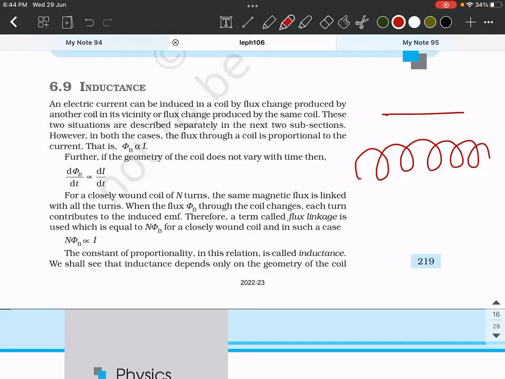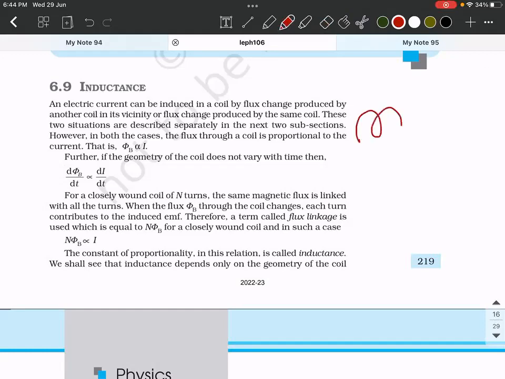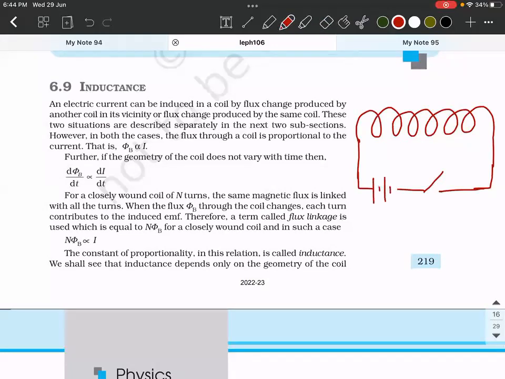Okay, this is the tricky part. Listen to this carefully. If I take a coil which is wound in this format, what am I going to do? I'm going to connect it across a battery with the help of a switch.